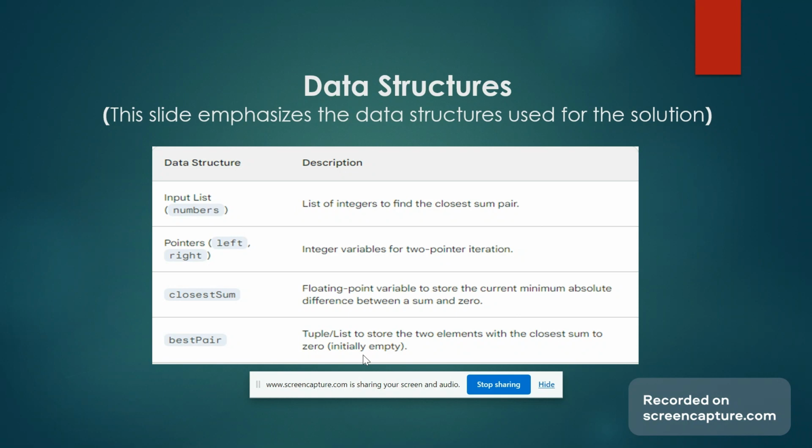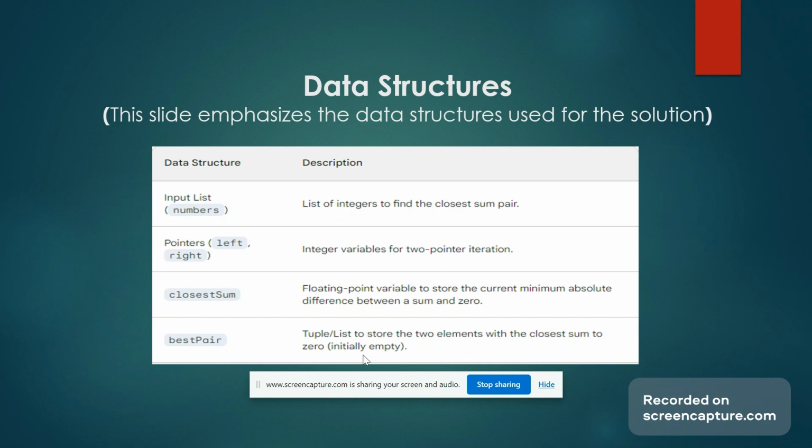Then we use closest sum, and this is also a floating point variable like how it is in Python. It is initialized to positive infinity, and it stores the current minimum absolute difference between a sum and zero pair.